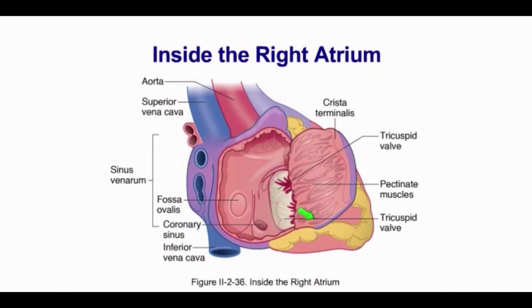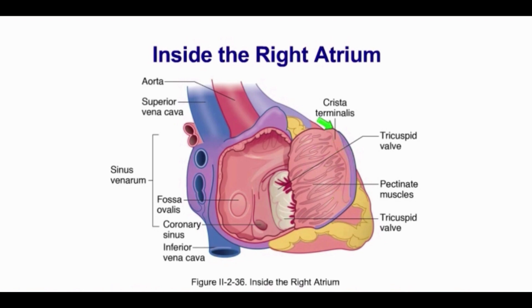Let's now turn our attention to the internal anatomy of the heart a little bit. So let's first look inside the atrium. If we look inside the atrium, we'll see that the atrium, as we already talked about, has a rough-walled part and a smooth-walled part. Remember, those have two different embryonic origins. The rough-walled part is from the primitive atrium. The smooth-walled part is from the sinus venosus.